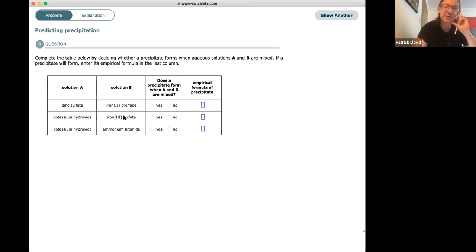This one's going to be a little trickier in terms of the formula, but not so much so. So potassium hydroxide and iron 3 sulfate. Let's take a look at that one. Potassium hydroxide and iron 3 sulfate. So another sulfate.